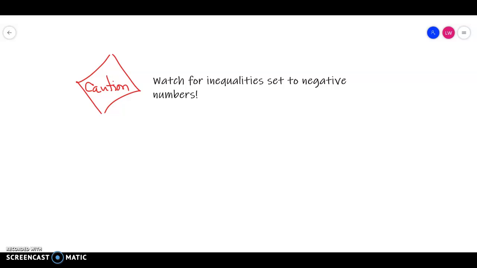Hi team, there are a couple of things that you need to be careful of again when working with absolute value inequalities, just like we did with the equations.